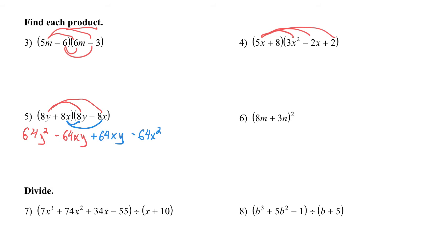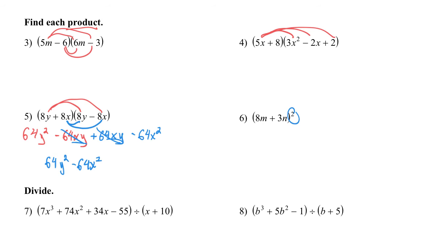Now like terms have the same variable and the same exponent, so notice the xy's in both of these, those are like terms. So we can combine them. Negative 64 plus 64 go to 0, and then you just drop the other guys down because they're not like terms. 64y squared minus 64x squared. There, that's it for that.